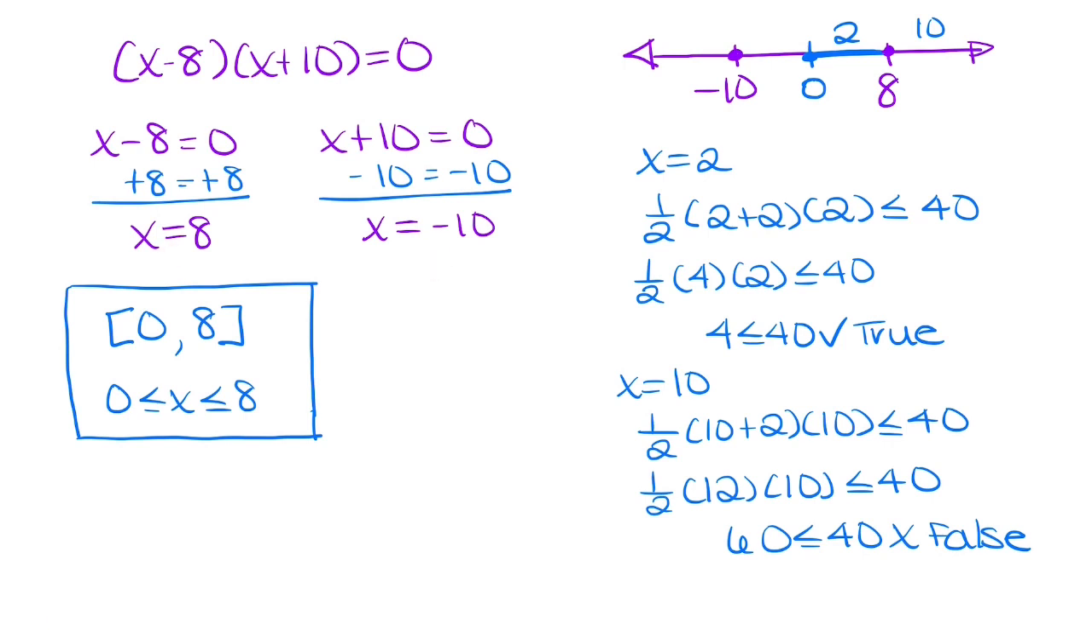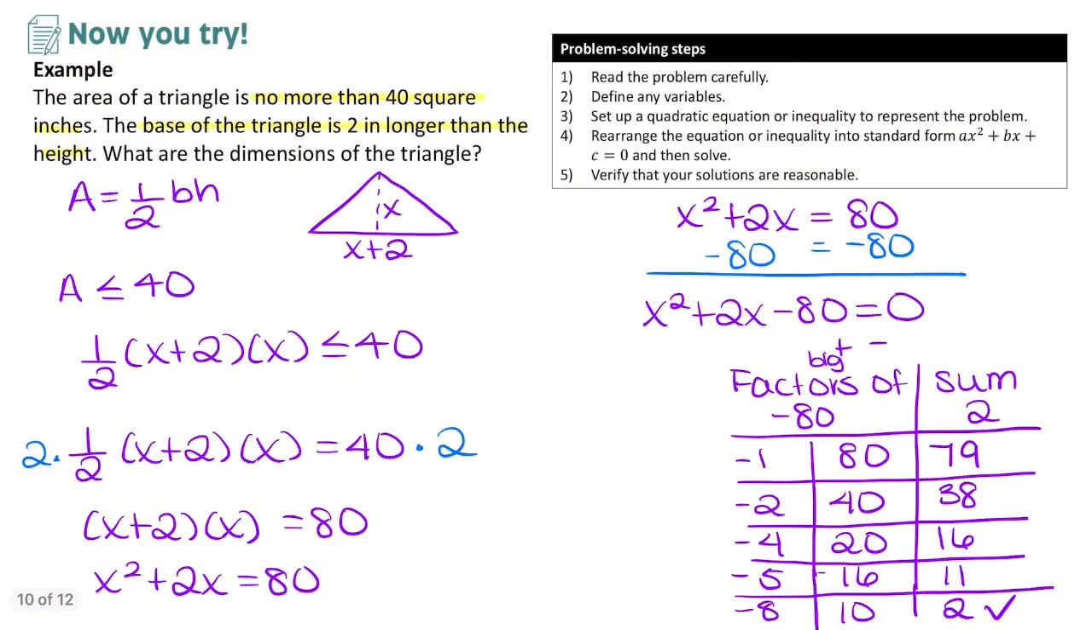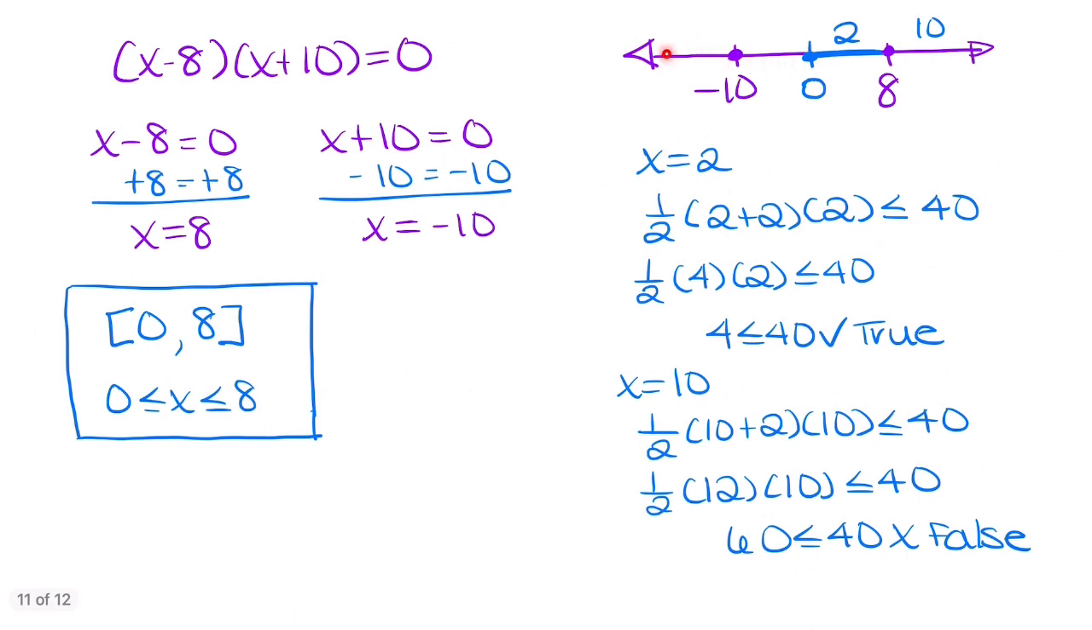So I know this does break my number line into regions, but there are some regions that I don't even need to test. So for example, I didn't test anything that's less than 0 because we have to remember to think about the context of our problem. We're talking about the height and the base of a triangle. So it does not make sense to include negative values of x, right? Because length can't be negative.